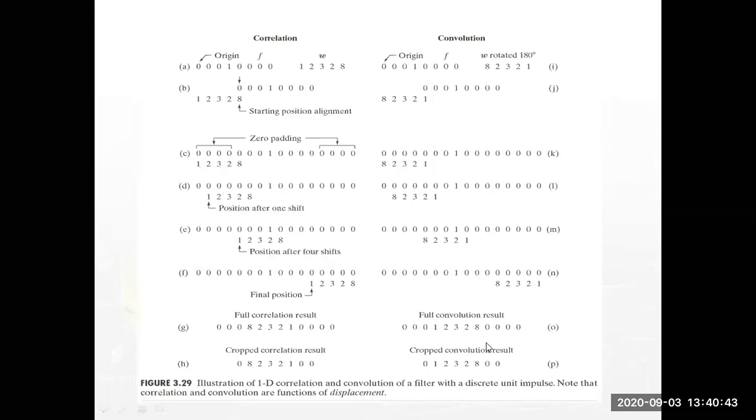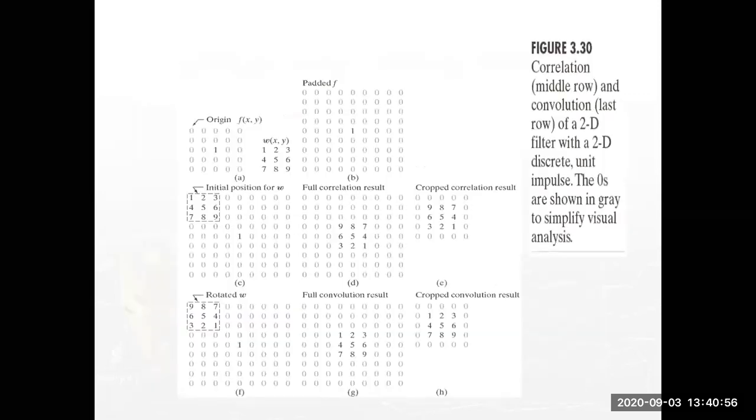So this is for one-dimensional correlation and convolution. But generally an image is not one-dimensional. It is two-dimensional, that means rows and columns. So it is a very simple operation. Here I am considering my window is two-dimensional, and my image is also two-dimensional.